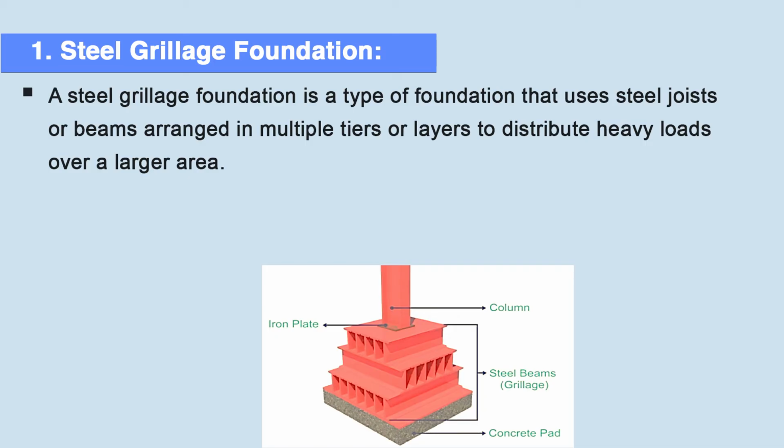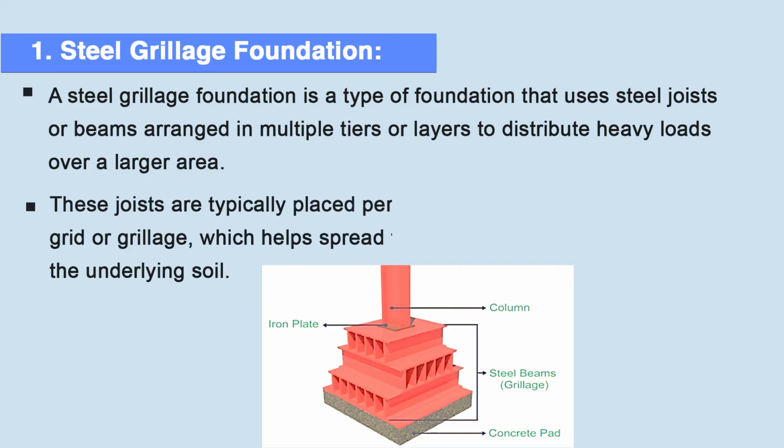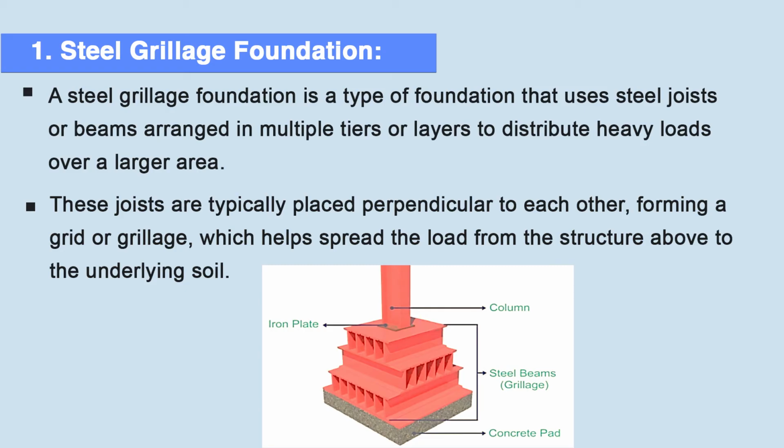layers to distribute heavy loads over a larger area. These joists are typically placed perpendicular to each other, forming a grid or grillage which helps spread the load from the structure above to the underlying soil. Steel grillage foundations are commonly used for structures that exert significant loads, such as columns supporting large industrial buildings or heavy machinery. The steel joists are often encased in concrete to protect them from corrosion and to provide additional stability.